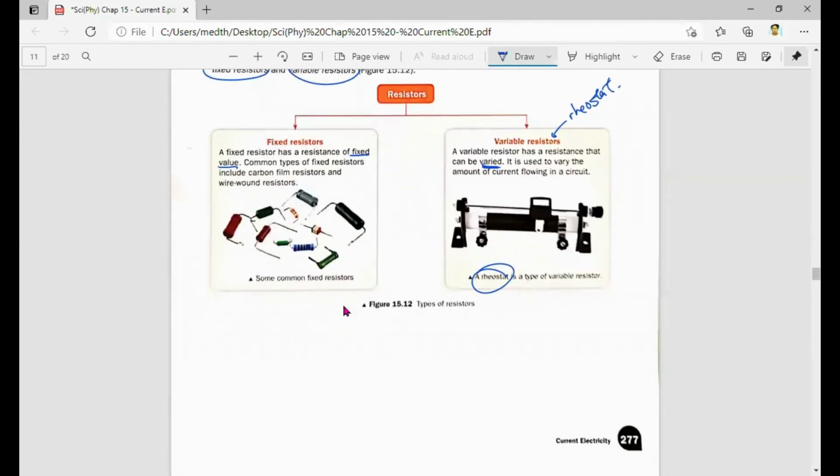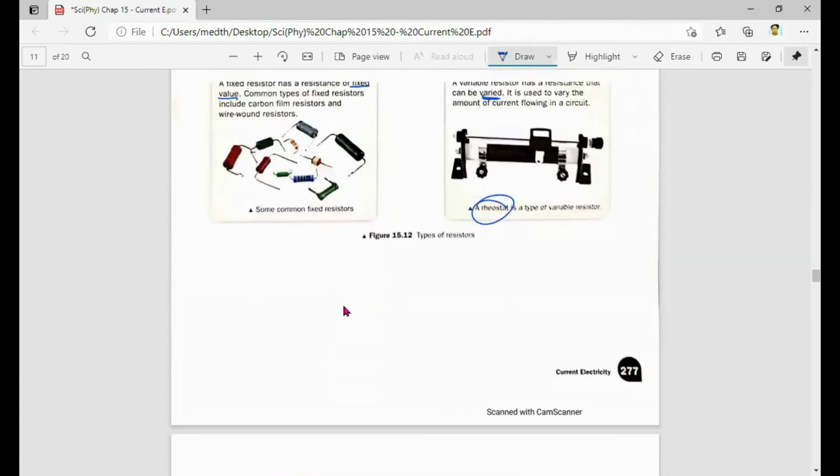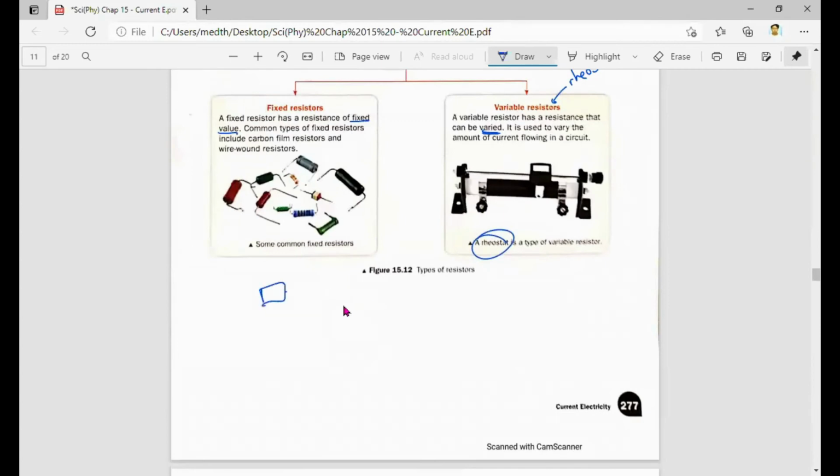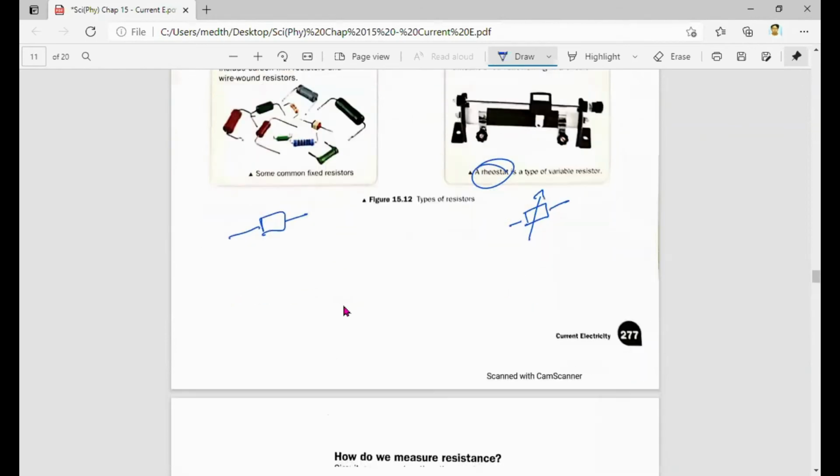Okay, so how to draw them? Just a recap. For a resistor, it looks like this. For a variable resistor, it looks like this, with the arrow going through it.